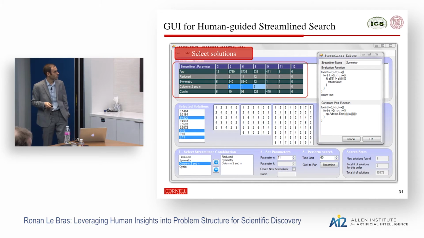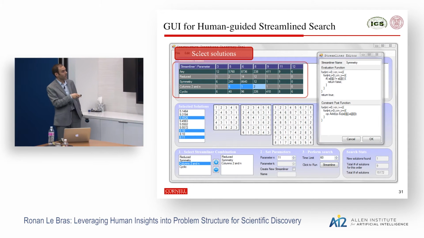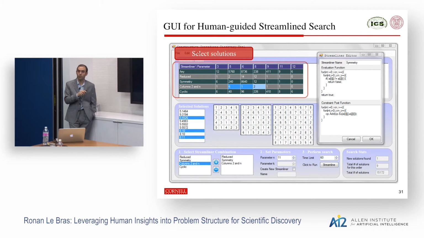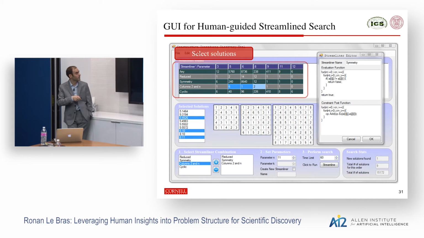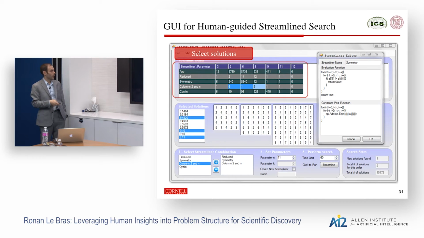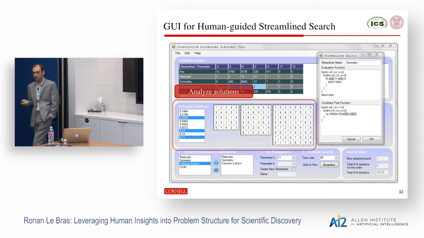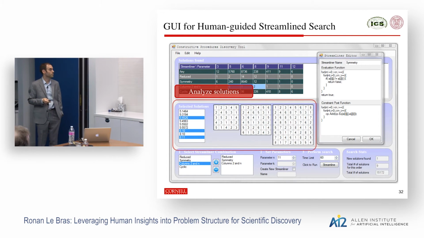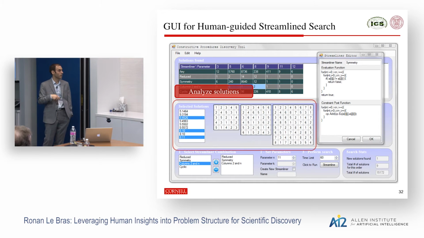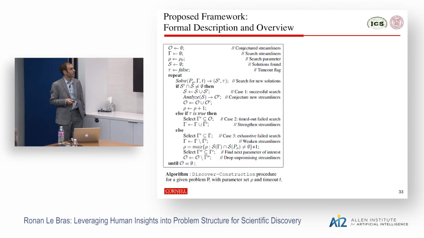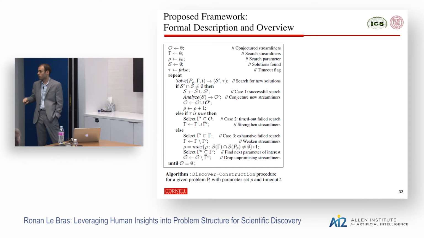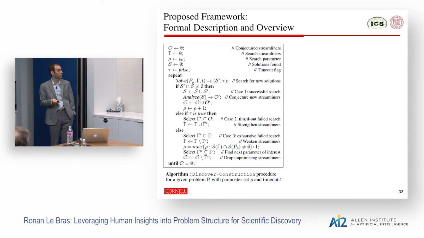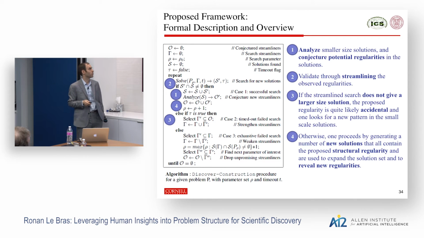And here, you have access to all the solutions that were generated so far, and you can actually select them so that in this panel, you actually visualize the solution that you were able to generate. And then this is a pretty iterative process where you keep generating different streamliners. So here's the formal description, and I'm going to give you an overview of the proposed framework.